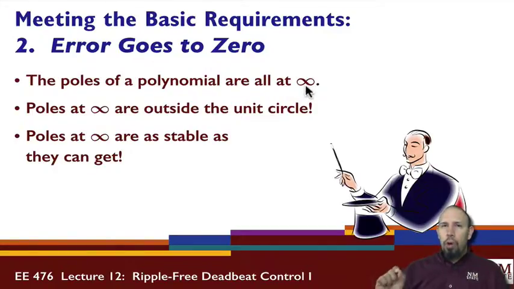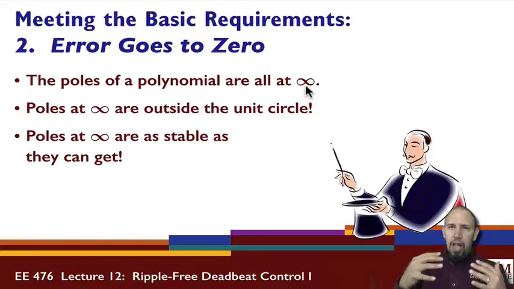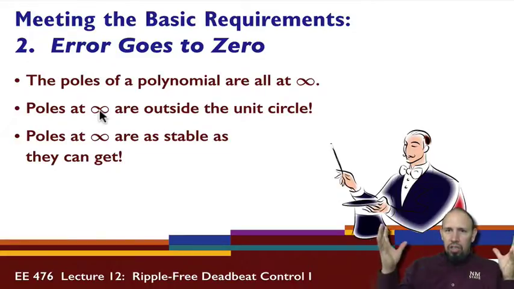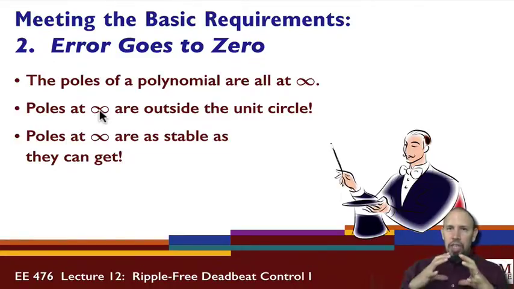So remember, the pole is when you take the limit as q goes to that value, your function goes to infinity. Well, if you have a polynomial and q goes to infinity, the polynomial goes to infinity. So it turns out that all the poles are at infinity. Poles at infinity are outside the unit circle. So the region of stability in the q domain is outside the unit circle. So those poles are outside the unit circle.